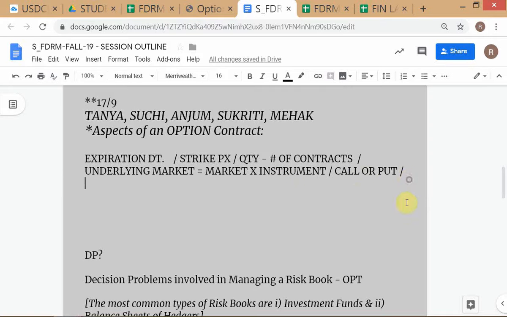There's one more element which you may not be familiar with. When you studied options in FM1, FM2, did you study exercise style? Yes or no? No, sir. Okay, fine. So there's one more element which is called exercise style.